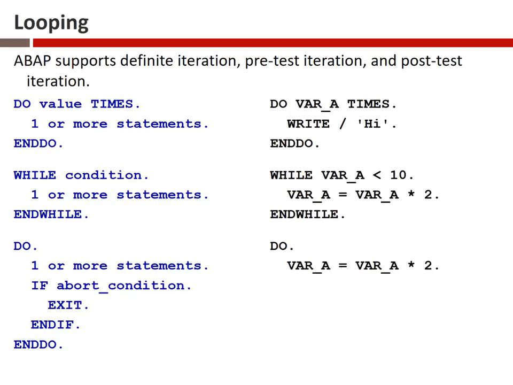So here's an example of the do loop. Var a equals var a times 2. If var a is greater than 200, exit. Otherwise, let's keep going around again.